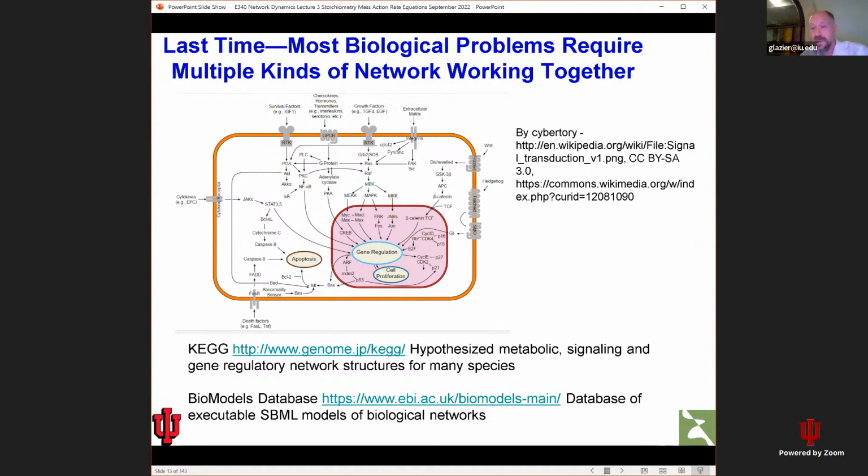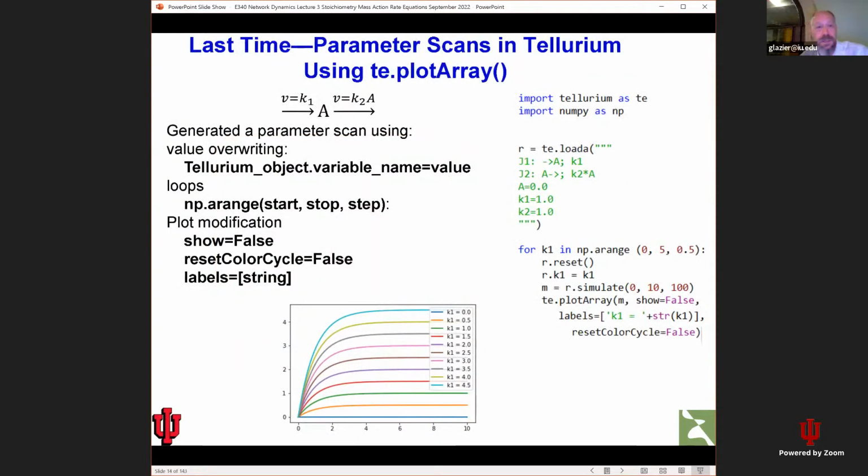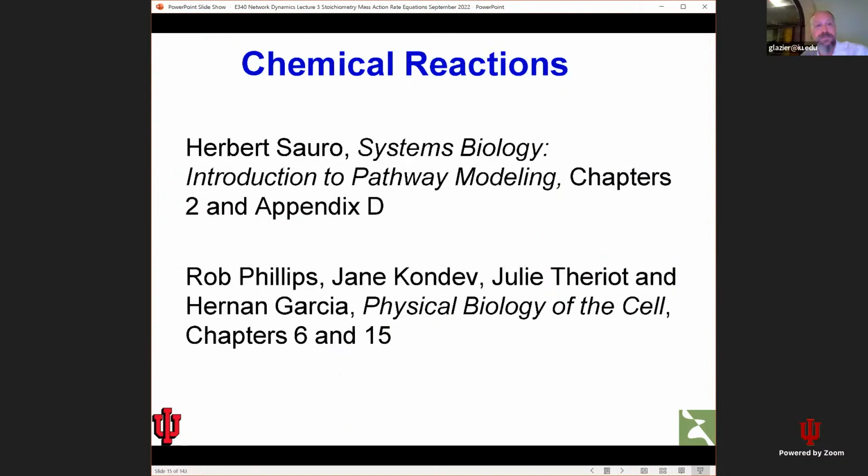Metabolic networks, I think, are pretty well mapped at this point after tens of thousands or hundreds of thousands of man-years of effort. But signaling and transcriptional networks are not mapped as well. And there are interesting questions still open there. So finding those resources can be a challenge. And people had no problem typically doing parameter scans, which we did in class last time.